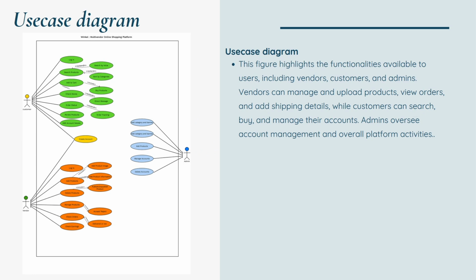Thank you, Sophia. Now I'll be explaining how we developed our project and its processes with the help of diagrams. Firstly, we have the use case diagram. This figure highlights the functionalities available to users, including vendors, customers, and admins. Vendors can manage and upload products, view orders, and add shipping details, while customers can search, buy, and manage their account. Admins oversee account management and overall platform activities.